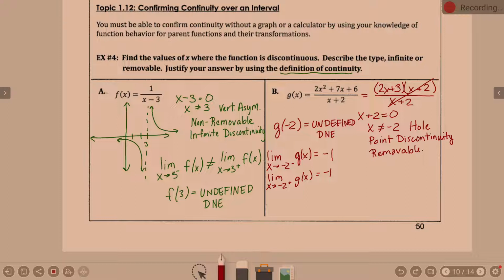If you graph this rational graph, it's going to look like a line on your calculator. If you really zoom in, you might be able to see the hole, depending. And we can say the hole is, in case it matters to you, at negative 2, negative 1. Okay, because that's the y value when x equals negative 2. But by definition of continuity, the limit as x approaches negative 2 of g of x does not equal g of negative 2.